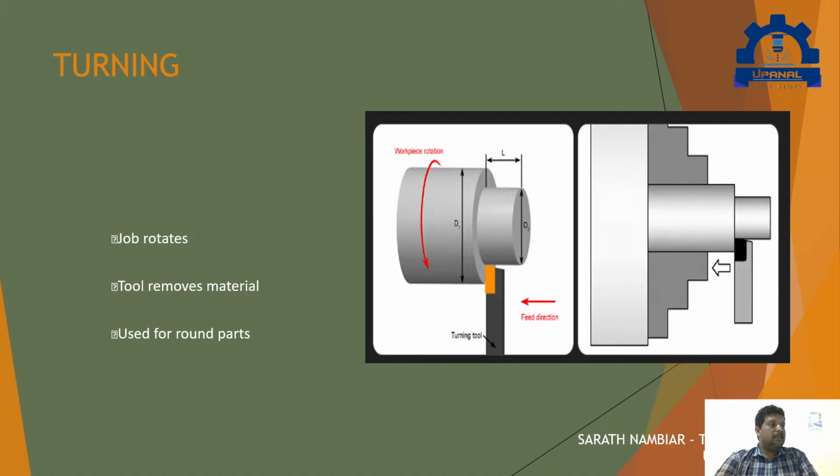It's not only for round parts. We also use it for straight parts, for facing, if the material thickness is more and your milling machine is not free. What we will do is use turning. We take it in the chuck, clamp the square or rectangular piece, and we can remove material.